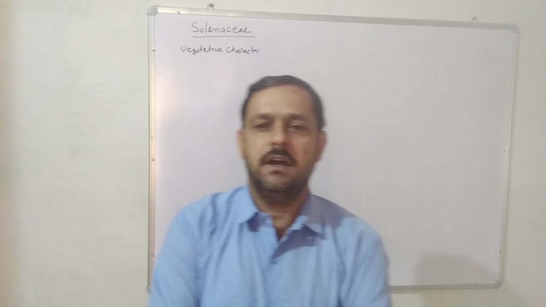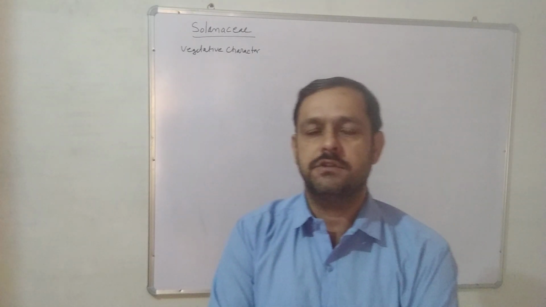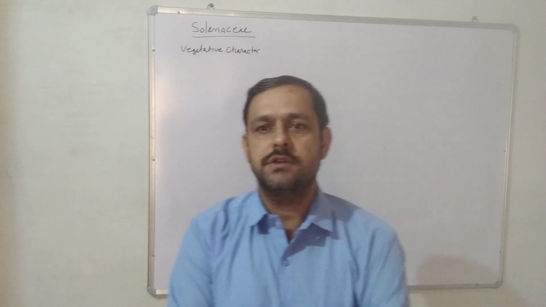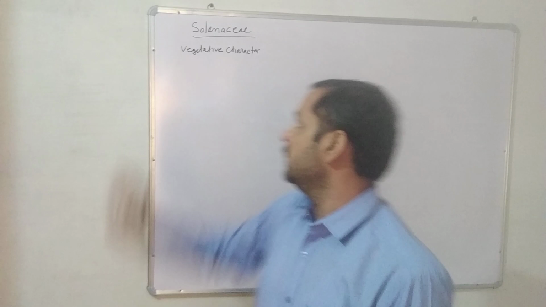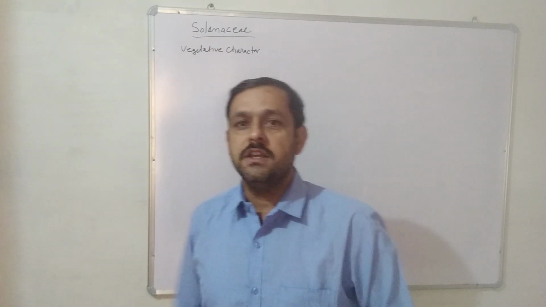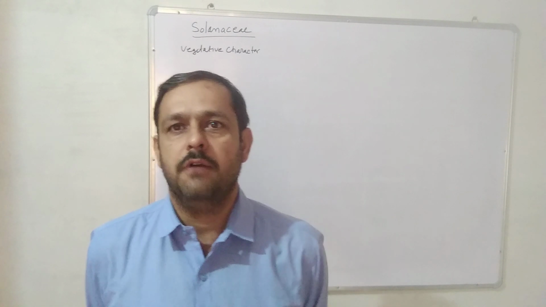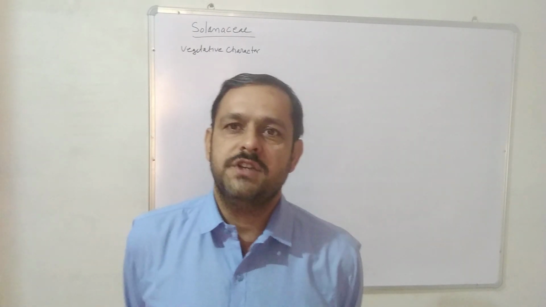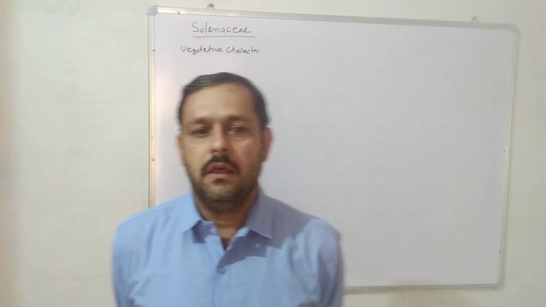We are studying morphology of flowering plants. Today we have to study only two families, Solanaceae and Liliaceae. Starting with Solanaceae: whenever we describe this family, we have to write first of all the vegetative characters and then the reproductive characters.